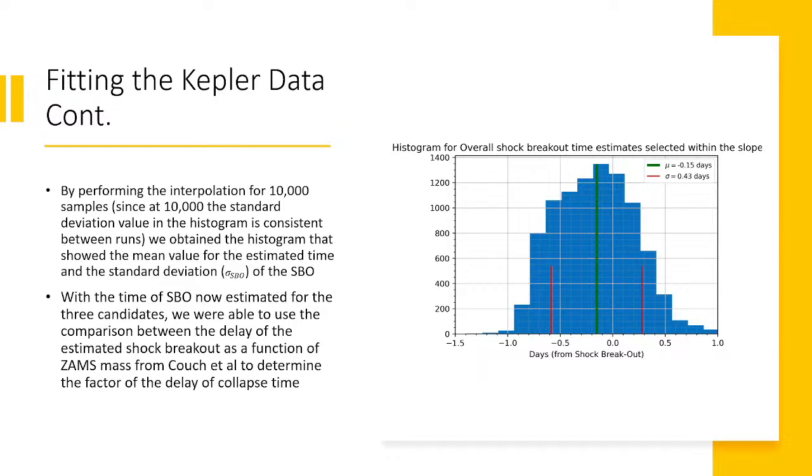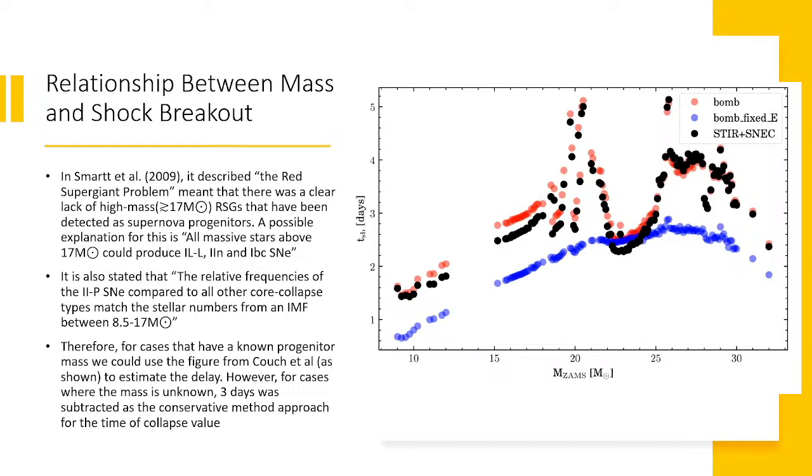So now that we have a better understanding of estimating the time of shock breakout, we can look into the relationship between shock breakout and the collapse of the supernova. We looked into a paper by Couch et al. that talked about the relationship between shock breakout and ZAMS mass. If you had a progenitor whose mass was known, you could use this relationship with the Sukhbold model, those black data points, to determine the delay of the shock breakout itself.